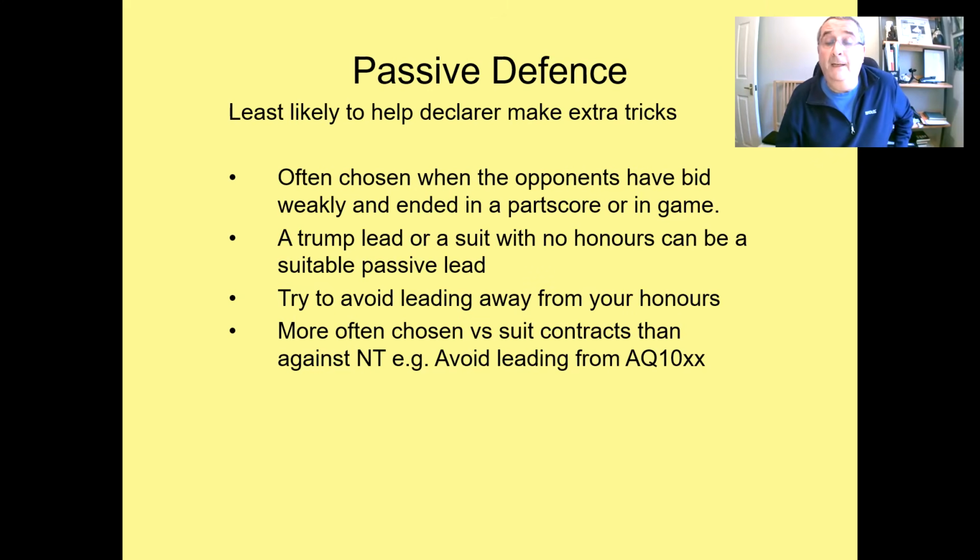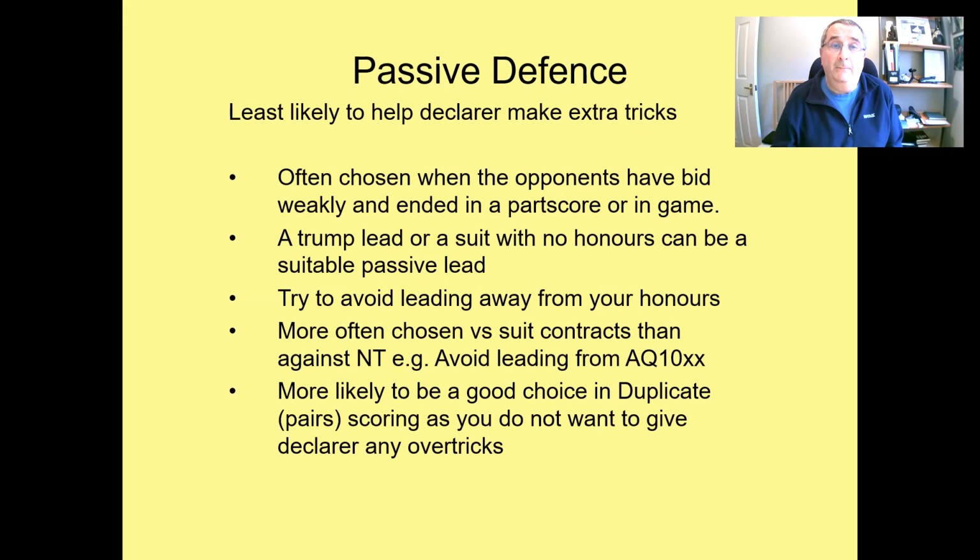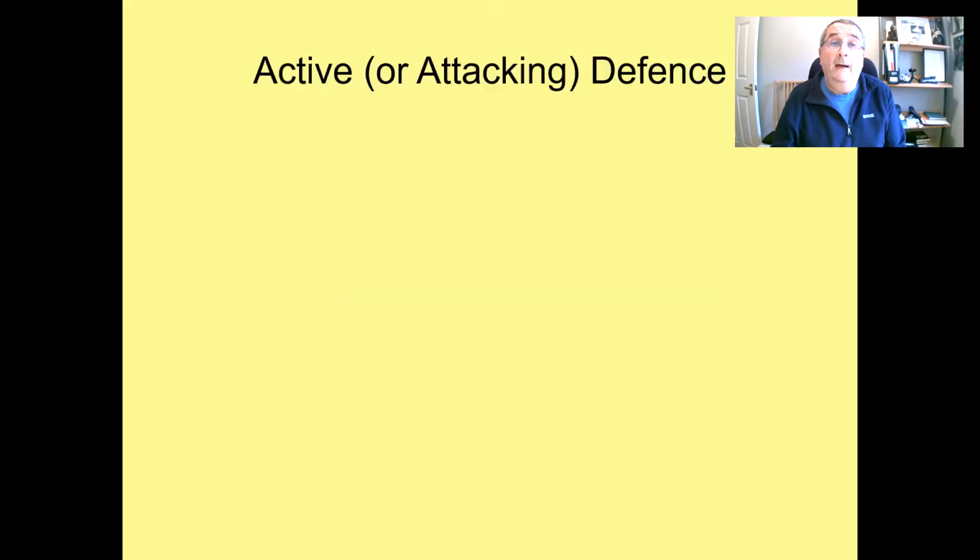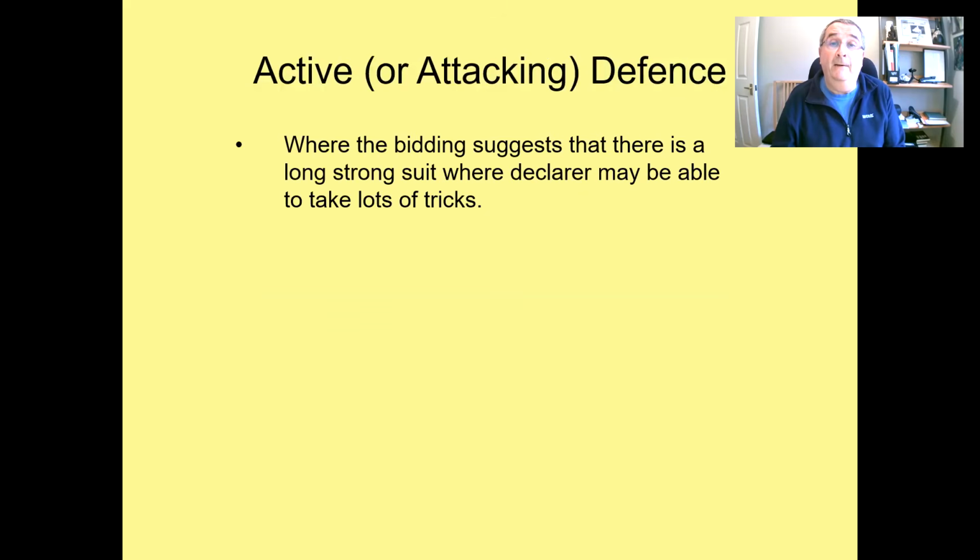The reason is that leading that holding against a suit contract is very likely to give declarer a trick or two, and you may never get many tricks back. So you tend to lead more passively against suit contracts and more actively in no trump. And it's more likely passively to be a good choice in duplicate scoring, which is what we're playing today.